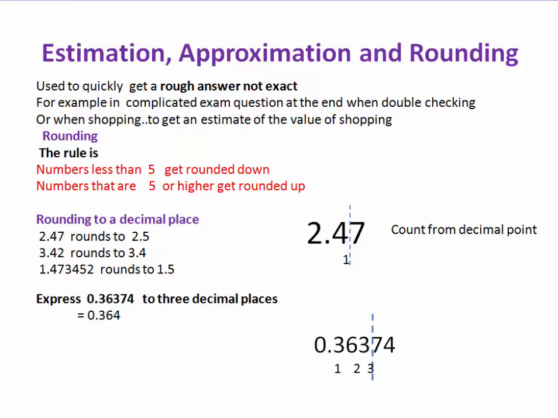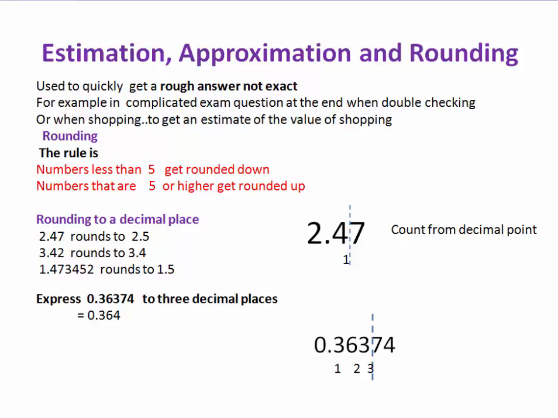Now this is used to get a rough answer. The answer we get is not exact, and we do it to get the answer quickly. For example, if we've just done a complicated exam question, right at the end we want to double check it, we'd use rounding or approximation or estimation just to double check that the answer we've done is right.